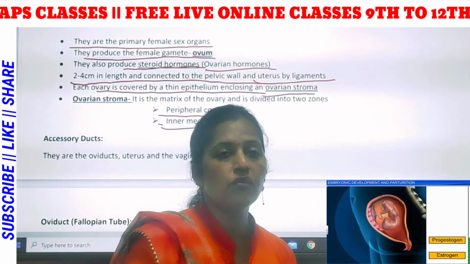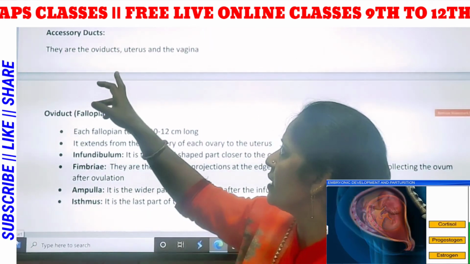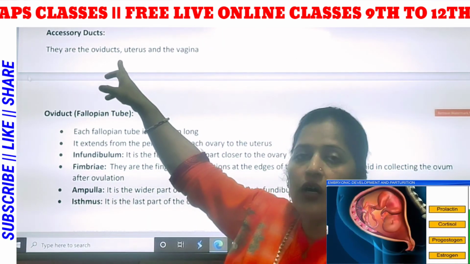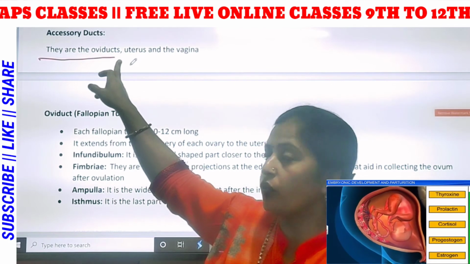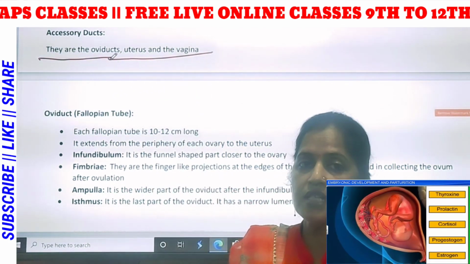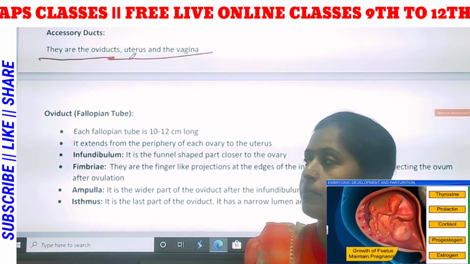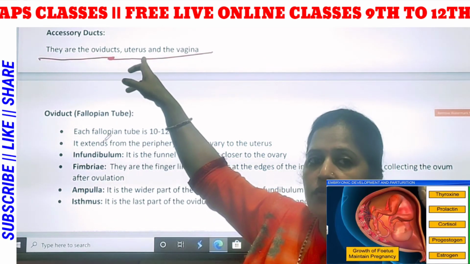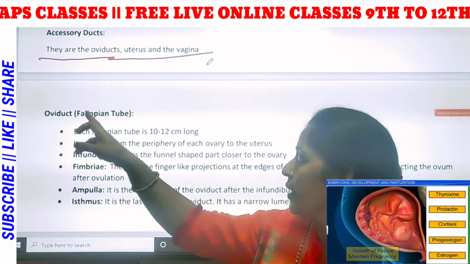Next is the accessory ducts. What do you mean by the accessory ducts? They are the oviducts. क्या है ये? Oviducts है, uterus है, and the vagina. Accessory ducts, that means they contain the 3 major parts, that are the oviducts, uterus, and the vagina.